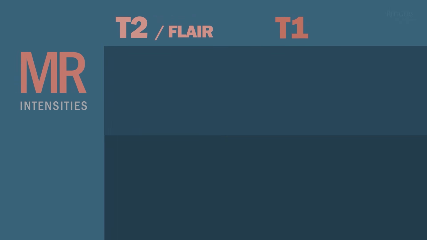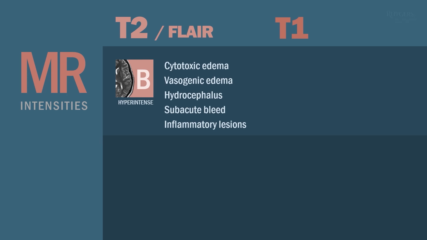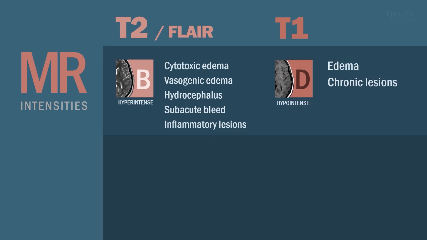One more time, let's do it together. What is hyperintense on T2? Cytotoxic edema of stroke, vasogenic edema of tumors and abscesses, transependymal flow of hydrocephalus, subacute bleed, and inflammatory lesions of disorders like MS. Fluid that is bright on T2 appears dark on T1, so edema and chronic lesions are hypointense.